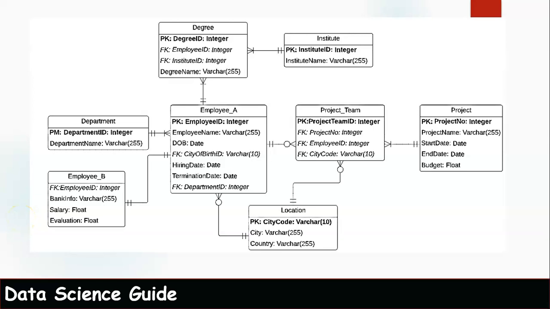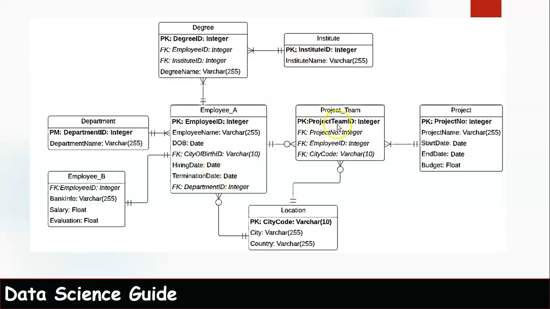Welcome back everyone. So we already created the independent tables: department, location, project, institute, and we also created employee A and employee B. What is left or remained is project team and degree. Both of these tables are bridge or associated tables. Project team is between project and employee A to address the many-to-many relationship, and degree is between employee A and institute to address the many-to-many relationship between these two tables.